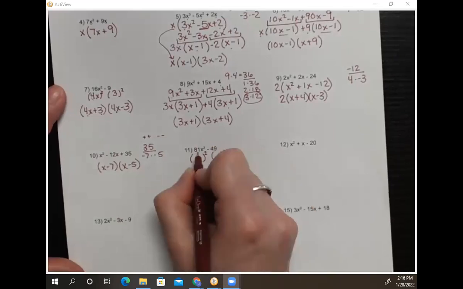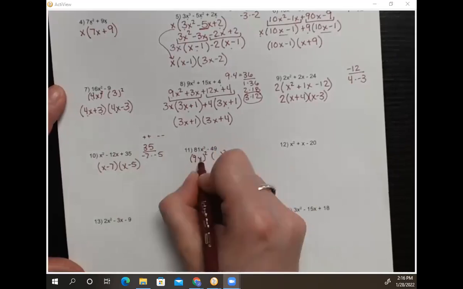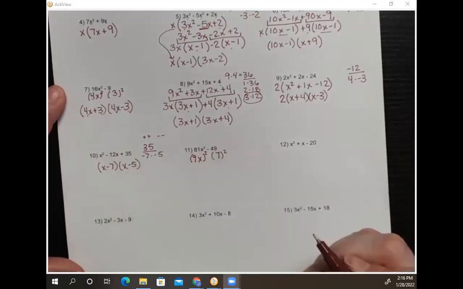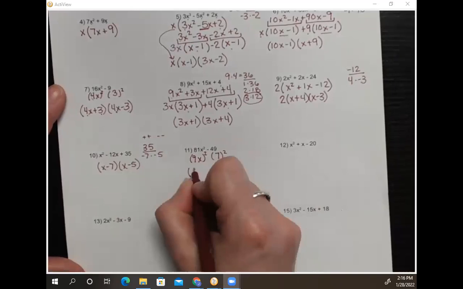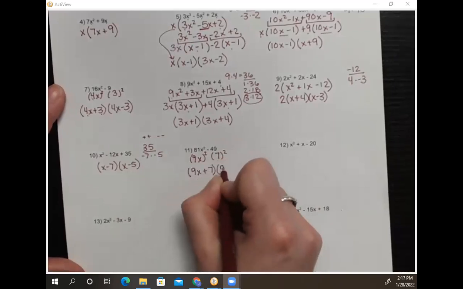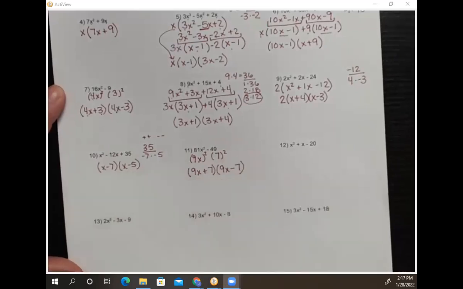I had to square 9 to get 81, and we have to square x to get x squared. We would square 7 to get 49. So my difference of squares pattern tells me that my factored form would be 9x plus 7 and 9x minus 7. And there's my factored form.